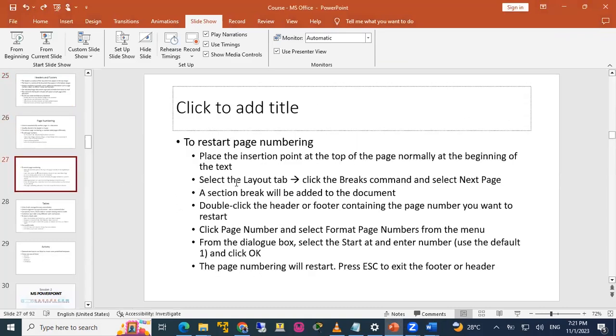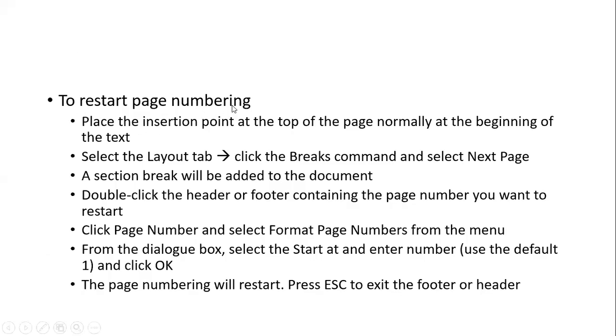So page numbering. Okay, so to restart page numbering, what you do is that you place the insertion point at the top of the page, normally at the beginning of the text. Select the layout tab and click the break command and select next page. A section break will be added to the document. Double click the header or footer containing the page number you want to restart. Click page number and select format page numbers from the menu. Then from the dialog box, select the start at and enter number. Use the default one and click OK. The page numbering will restart.